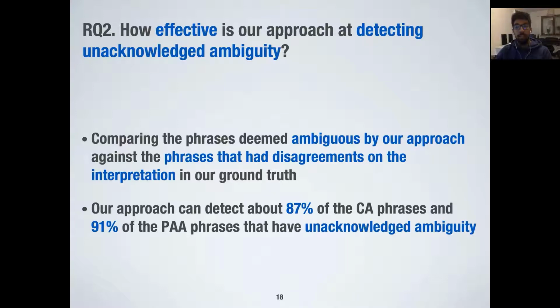In the second research question, we evaluate the effectiveness of our approach in detecting unacknowledged ambiguity. For this evaluation, we compare the ambiguous phrases found by our approach against the phrases where the annotators disagreed on the interpretation. On average, our approach can detect about 90% of the phrases that have unacknowledged ambiguity.